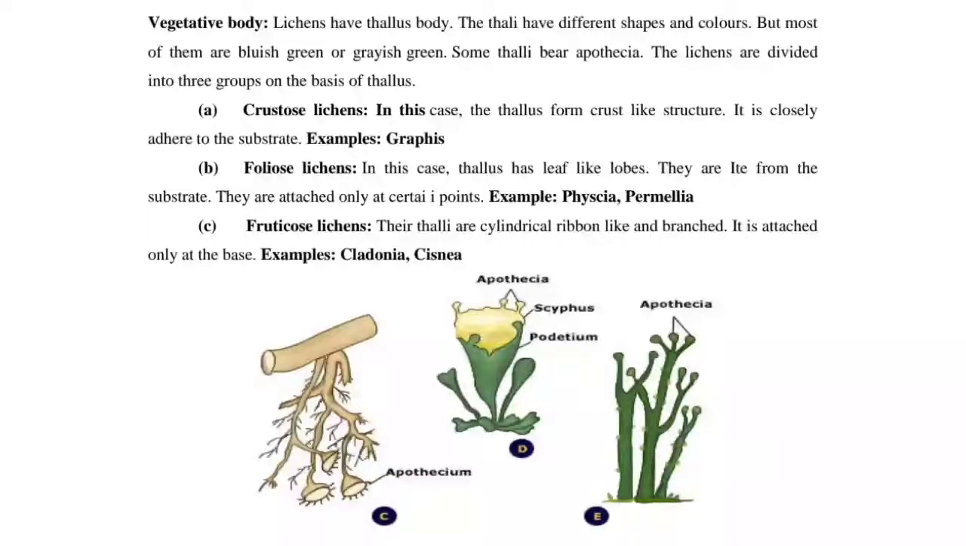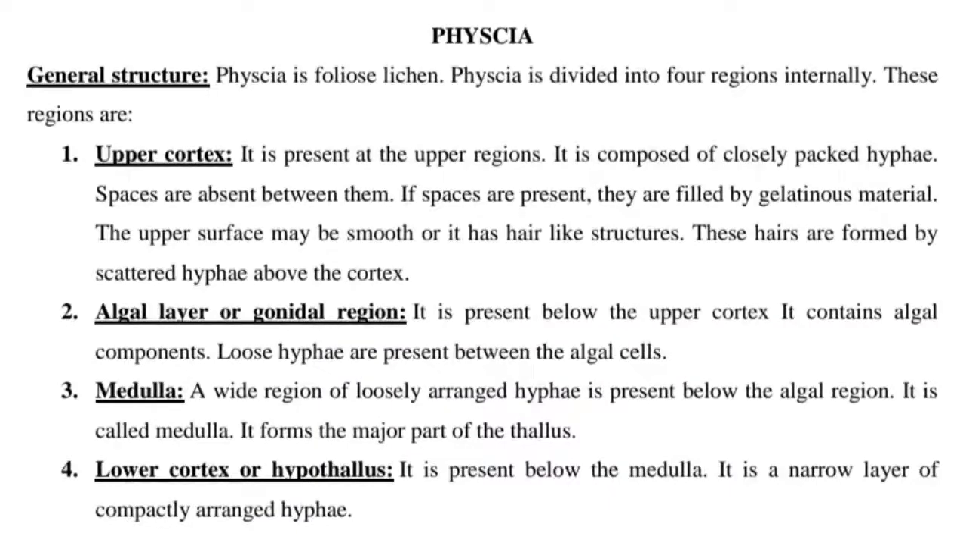Examples: Graphis. B. Foliose lichens. In this case, the thallus has leaf-like lobes. They are free from the substrate. They are attached only at certain points. Examples: Physcia, Parmelia. C. Fruticose lichens. Their thalli are cylindrical, ribbon-like and branched. It is attached only at the base. Examples: Cladonia, Usnea.